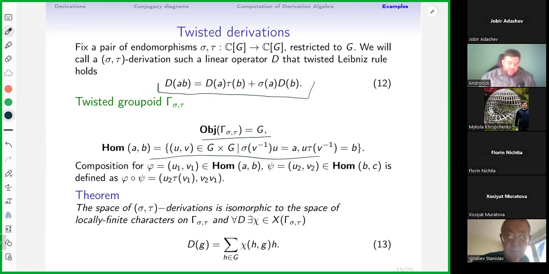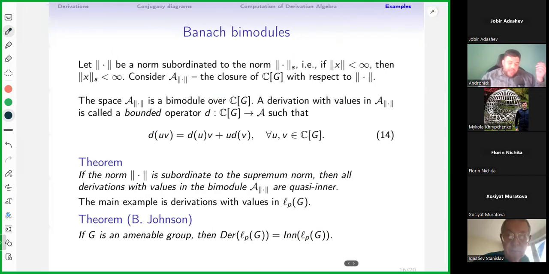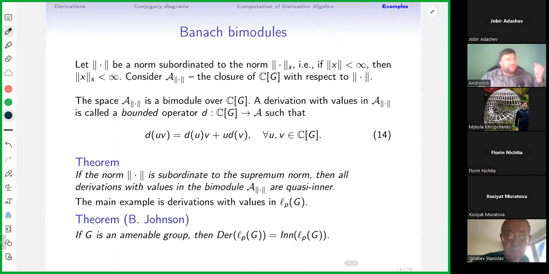objects, arrows, the composition. You see, this is a twisted composition also. And also all sigma-tau derivations can be defined, can be investigated as the functions which are generated by the corresponding characters. That's the characters on the twisted groupoid.